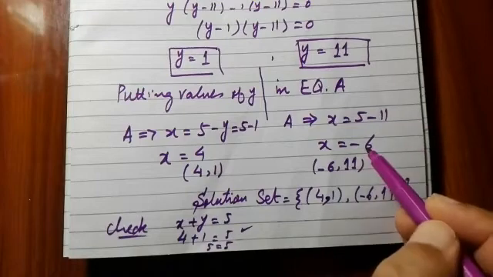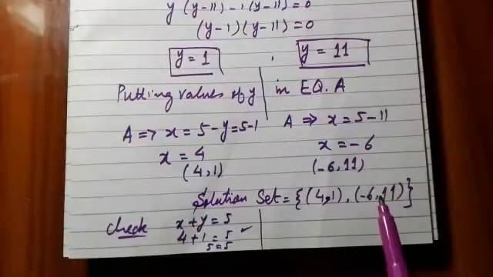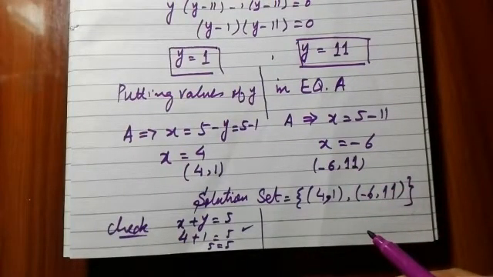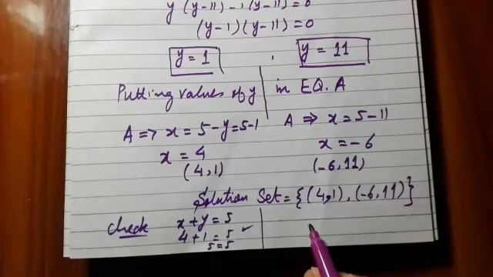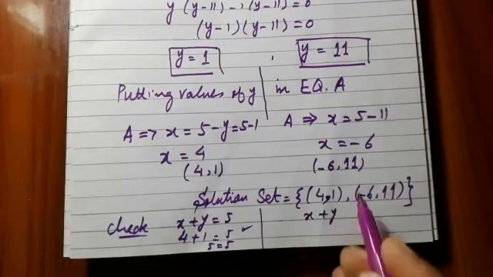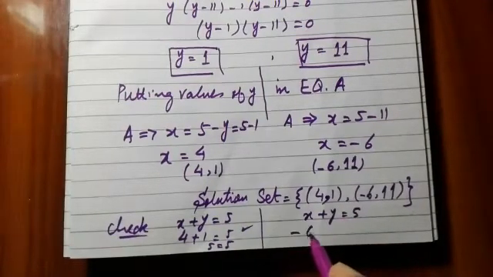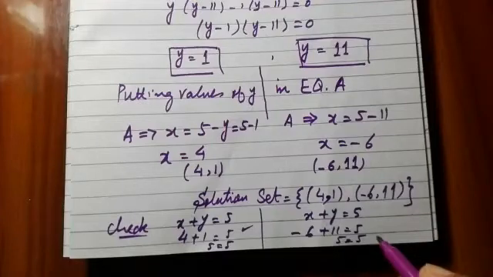Similarly, you can also check the second one. Normally it is not asked in the question to do the checking, but for your own verification, to see whether you have done the question correctly or not, you can just substitute the values in either equation. Similarly, if you put the second pair, -6 and 11, that is x equals -6 and y equals 11, again you get 5 equals 5. So both of these verify the results.